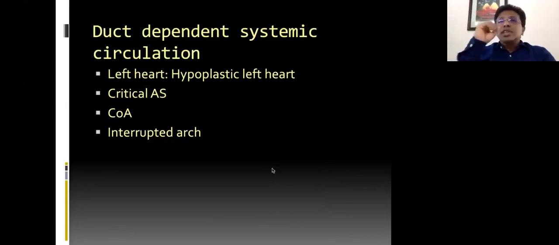So critical aortic stenosis is one of the conditions in which the child develops severe shock, and there is absence of pulse in all 4 limbs, and these children are severely sick, and they need intervention in the first 24 to 48 hours. These babies can be stabilized with prostaglandin to open the duct, and then transported to a good center where the appropriate treatment like balloon aortic valve dilatation can be done.